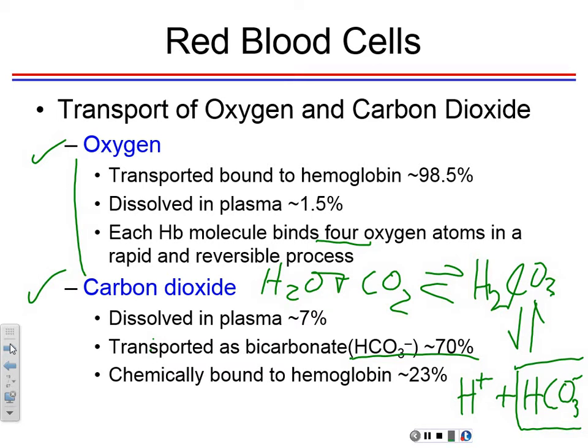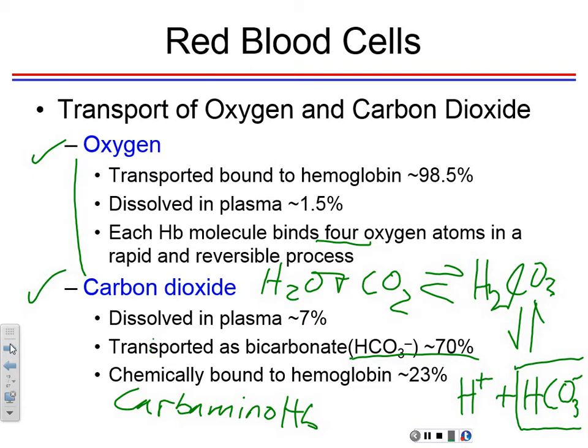It's bound to the globin part. Do you see that oxygen is bound to the heme part, and carbon dioxide is bound to the protein, to the amino acids, so that it forms carbaminohemoglobin? Because it's attached to the amino acids, 23%. So do you see the significance? Can you tell me why the oxygen attaches to the heme and the CO2 attaches to the protein, to the amino acids on the globin?